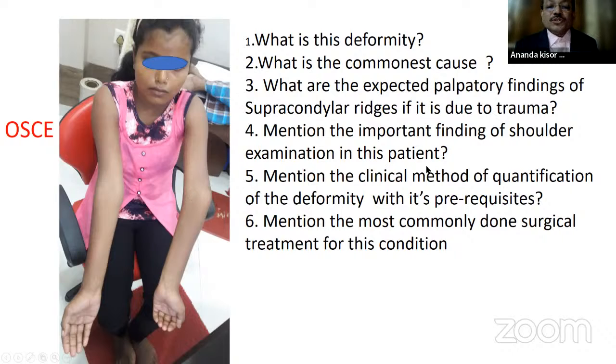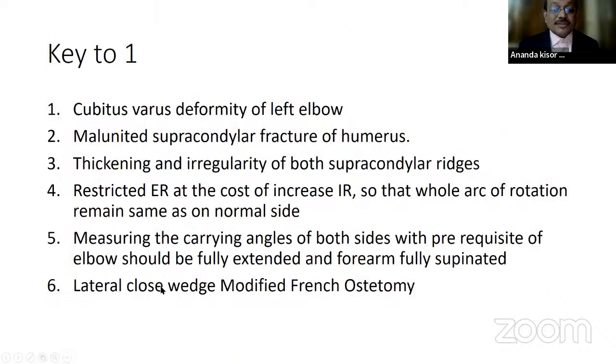Mention the important finding on the shoulder. In the shoulder, there is restricted external rotation at the cost of increased internal rotation. Mention the clinical method of quantification of the deformity: it is the measurement of the carrying angle, if the prerequisites are maintained, that means the elbow is completely extended and fully supinated. The most commonly done surgical treatment is basically a lateral closing wedge modified French osteotomy. So that is an easy MCQ.